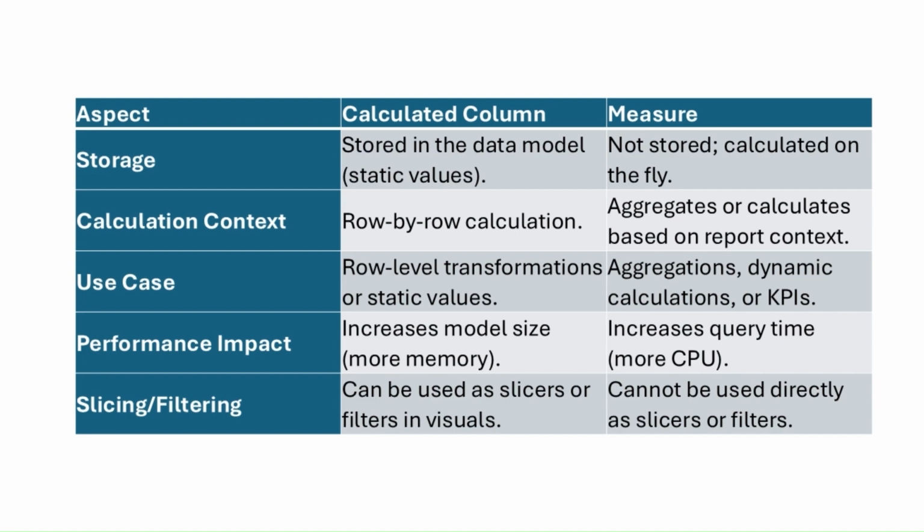Calculation context. Calculated columns are calculated row by row. Measures aggregate or calculate based on report context. Use case. Calculated columns do row-level transformations or static values. Measures do aggregations, dynamic calculations, or KPIs. Performance impact. Calculated columns increase model size, more memory. Measures increase query time, more CPU. Slicing/filtering. Calculated columns can be used as slicers or filters in visuals. Measures cannot be used directly as slicers or filters.